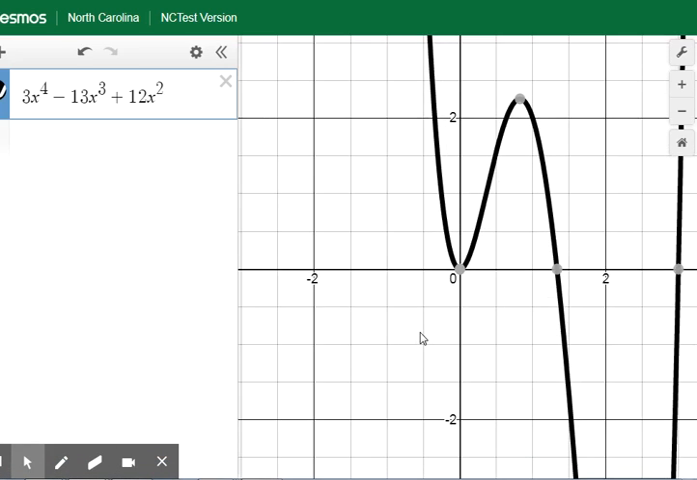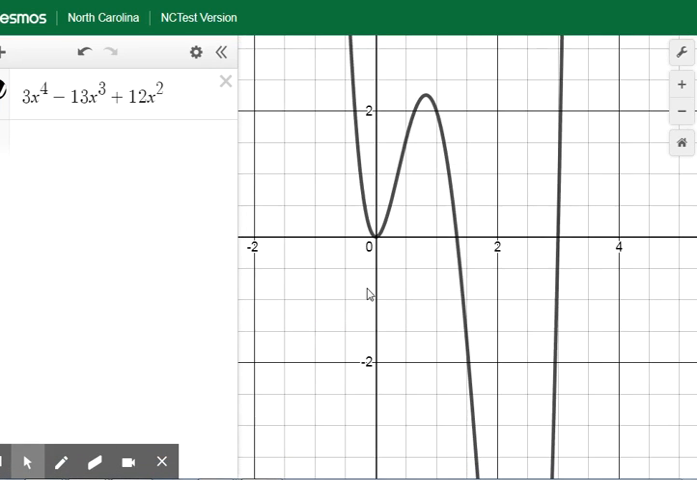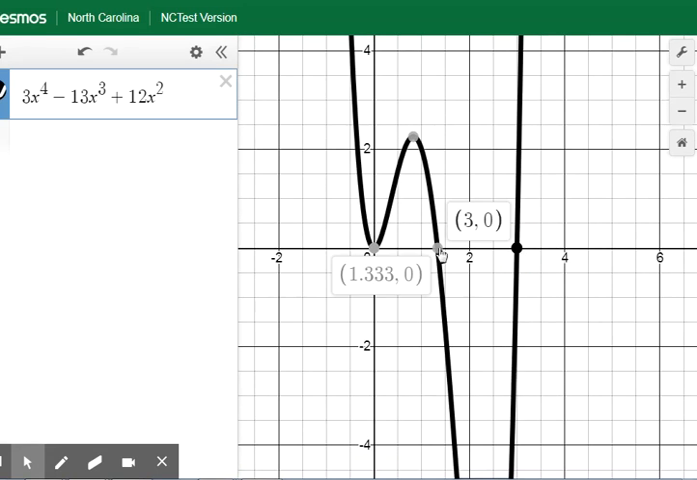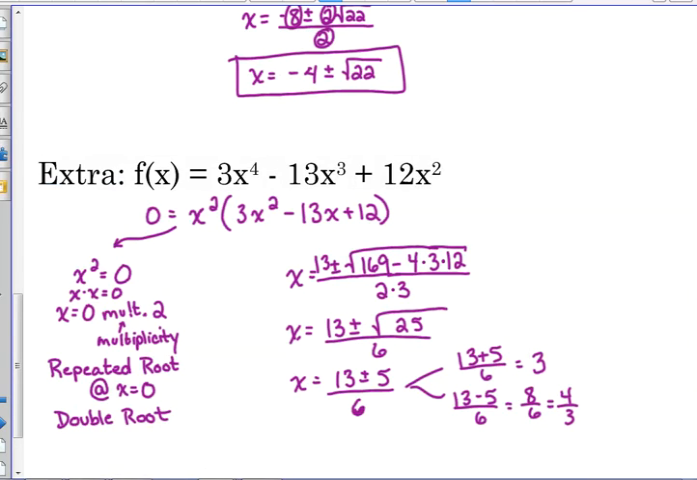Let's go back to the graph for a second. Oh, guess what? I was so zoomed in that I didn't see that it crosses over here at positive 3 and at 4/3. So 1, 2, 3, 4. 4 zeros. This was factorable. I was just not thinking.